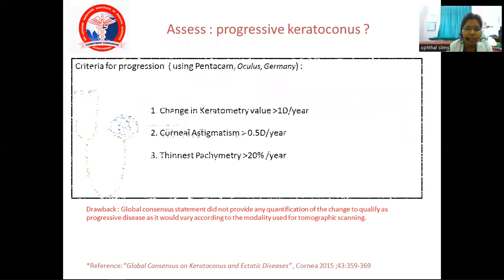And if it is a progressive keratoconus, how will you say it is progressive? The criteria for progressive keratoconus are a change in keratometry value of more than 1 diopter per year, corneal astigmatism of more than 0.5 diopter per year, and thinning of more than 20% per year.